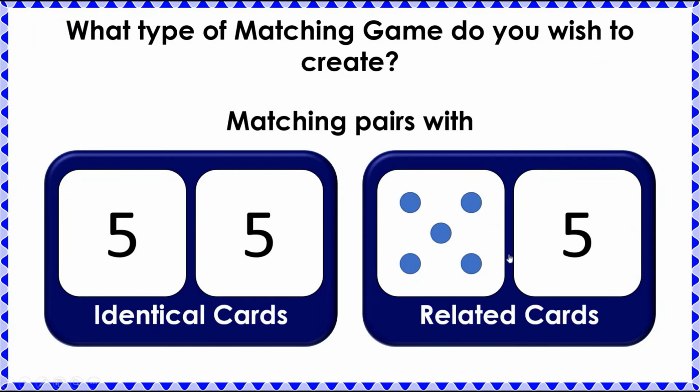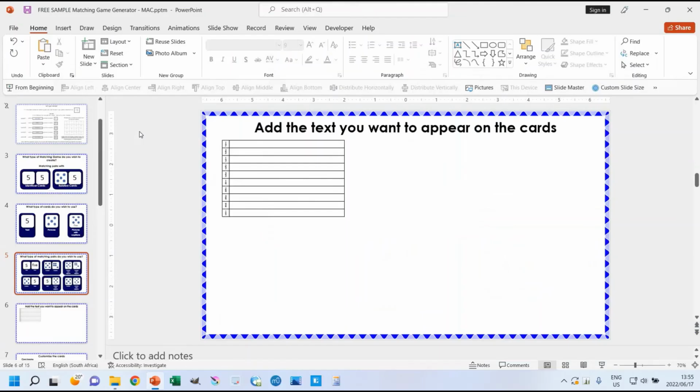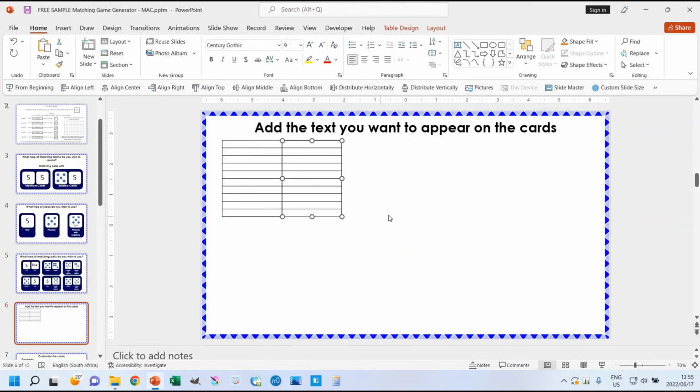Okay, so that was the identical cards. Now let's look at the related cards. So text and text, it goes straight to this because you don't need to put pictures in. Here you can see you can put in the text for card A and card B of the first matching pair, then card A and card B for the second matching pair, and so on.